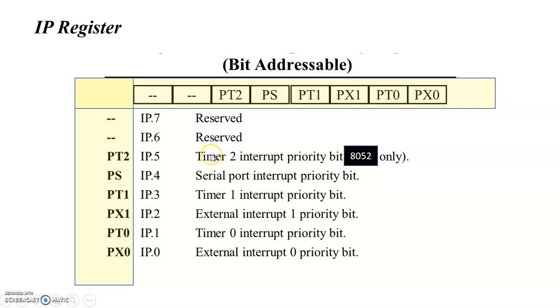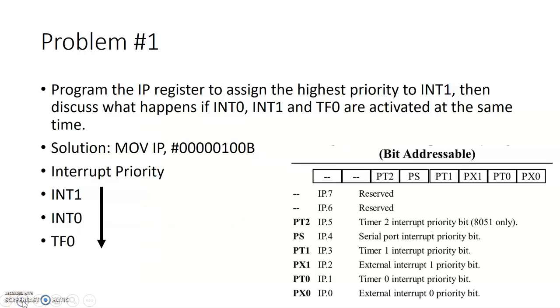This is a register. PT2 is not for our purpose because it is used for the 8052 microcontroller, while the rest of them are for the serial port, timer 1, external interrupt 1, timer 0 and external interrupt 0. If they are set to 1, they make that particular interrupt the highest priority. We will try to understand it with the help of some examples.